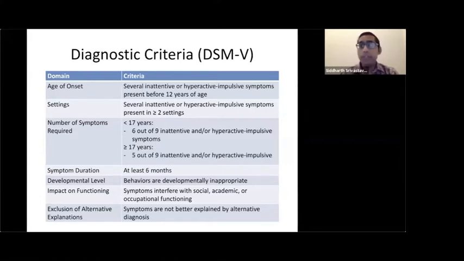Symptoms have to be present for at least 6 months, and they must exceed expected level of behaviors based on a child's developmental age. And these symptoms have to interfere with or reduce the quality of social, academic, or occupational functioning. Finally, these symptoms are not better explained by some other diagnosis, such as psychosis or schizophrenia.